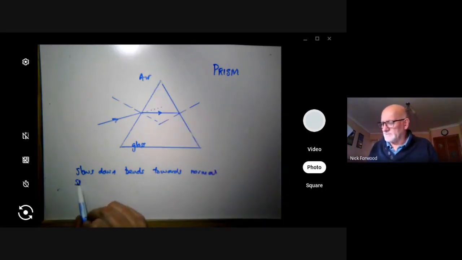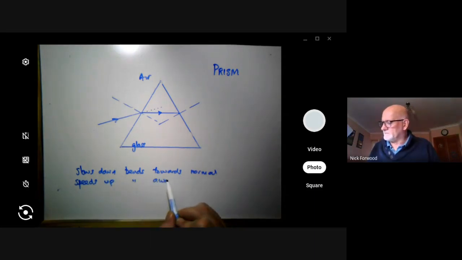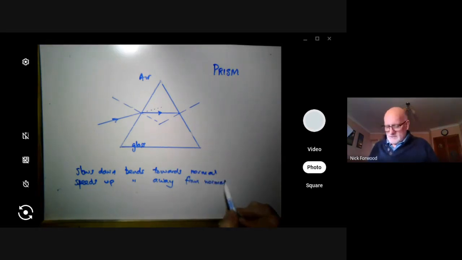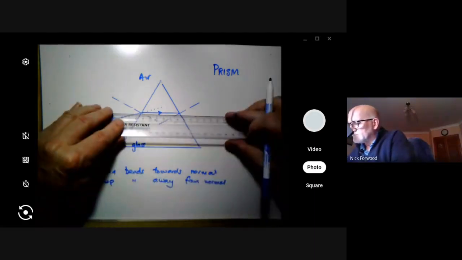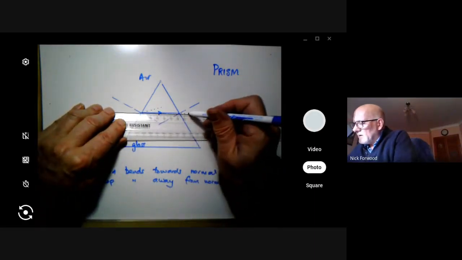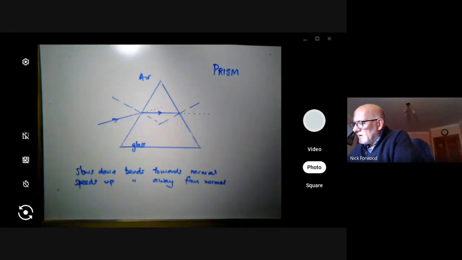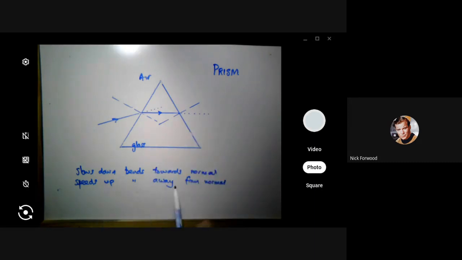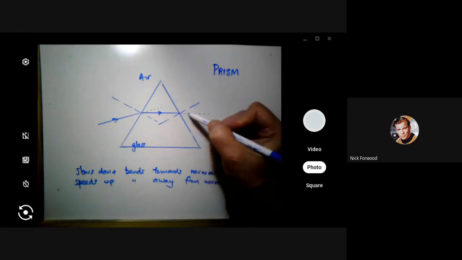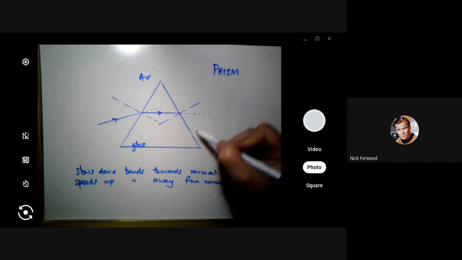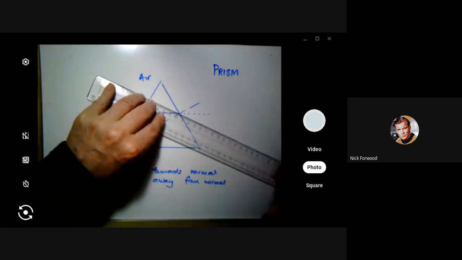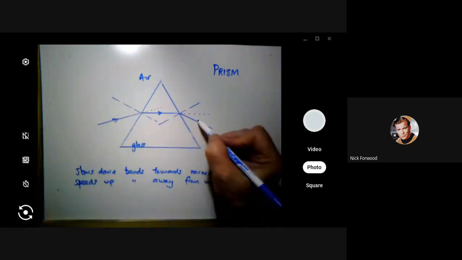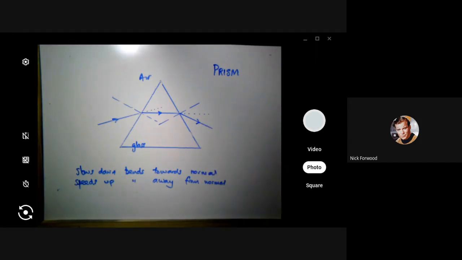As it speeds up, it bends away from the normal. So I like to put this dotted line in, as if there wasn't a boundary and it was going to go straight on, but of course it doesn't go straight on. This is like a little construction line to help you draw it. It bends away from the normal. Well, there's the normal. It's not going to come out like that. It's going to bend further away from the normal down here. So the beam of light is going to come down like that.